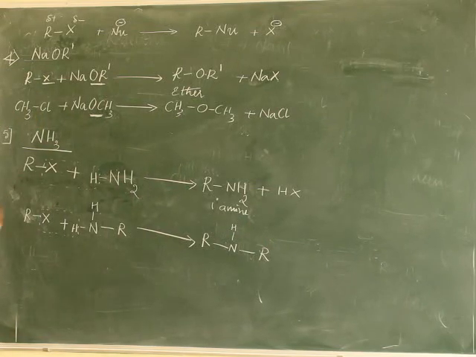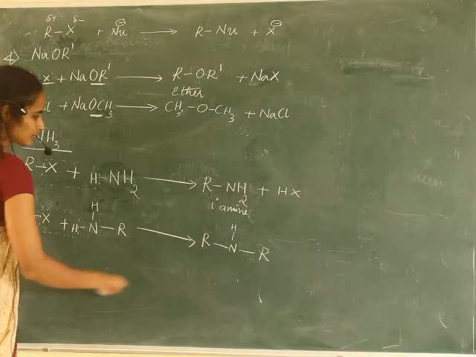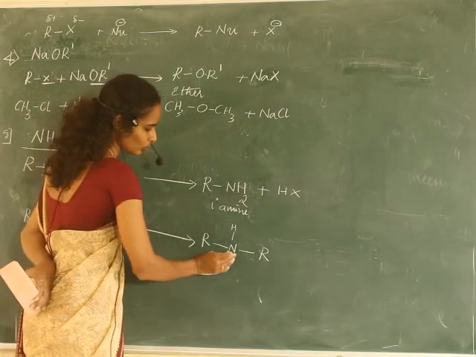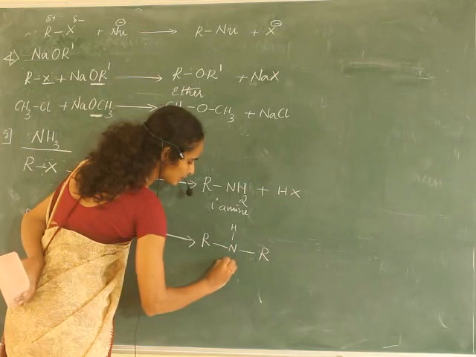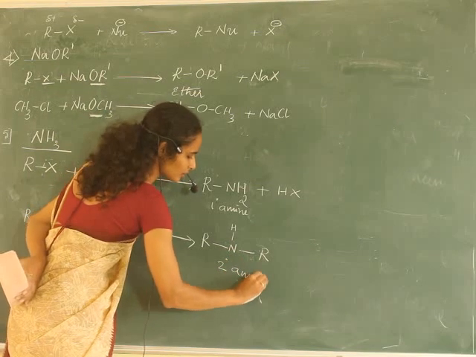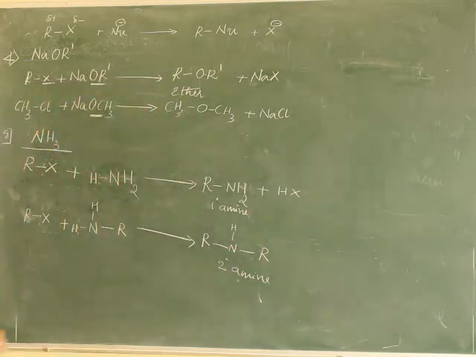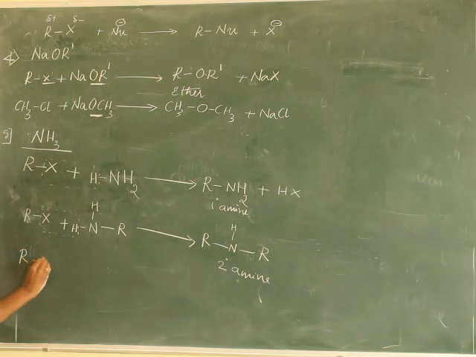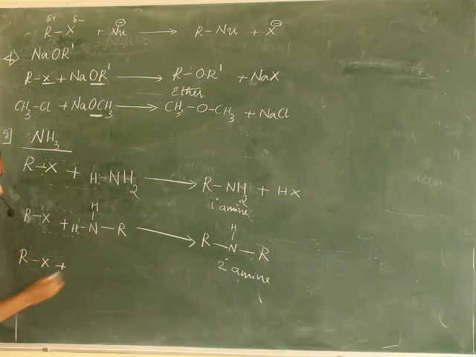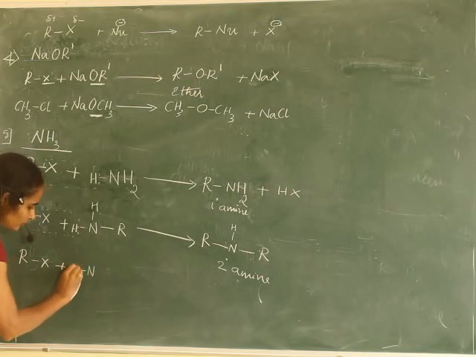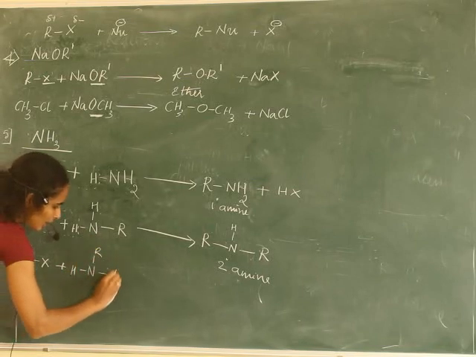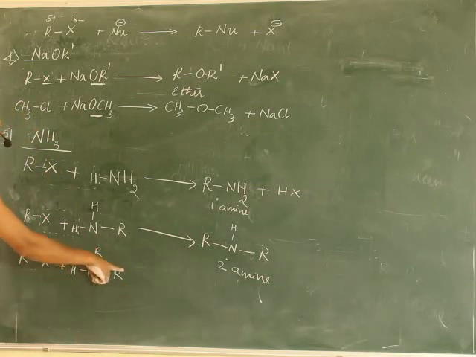Alkyl halide reaction with nucleophile. Now two hydrogen atoms are replaced by alkyl groups, hence it is a secondary amine, right? It is a secondary amine. What happens if you react alkyl halide, RX, with the secondary amine? I will write it as NH and the remaining R and R. It may be the same or different.